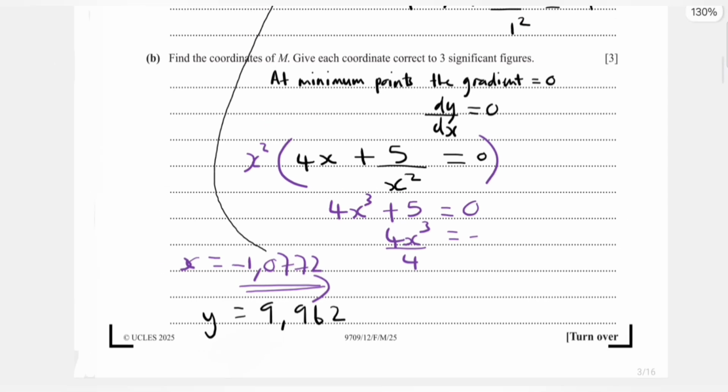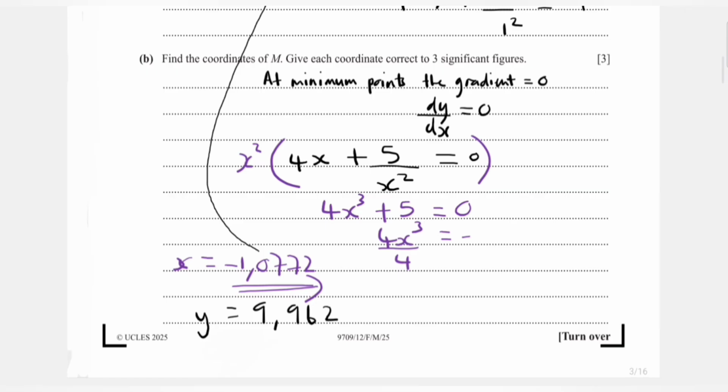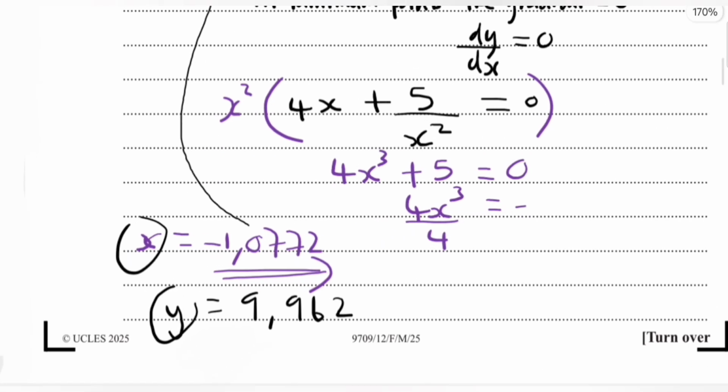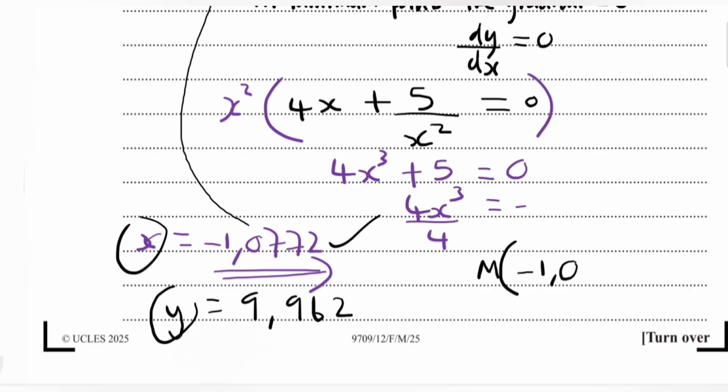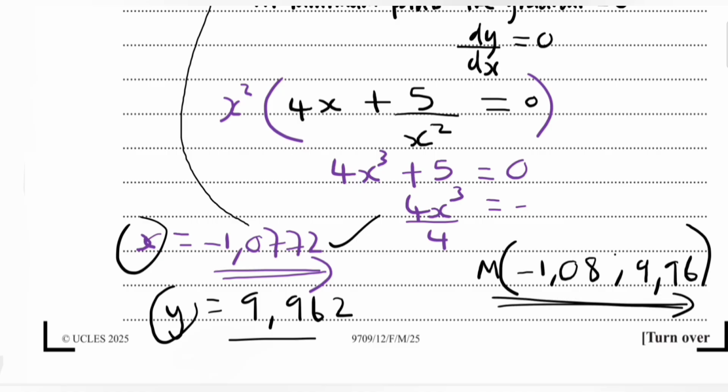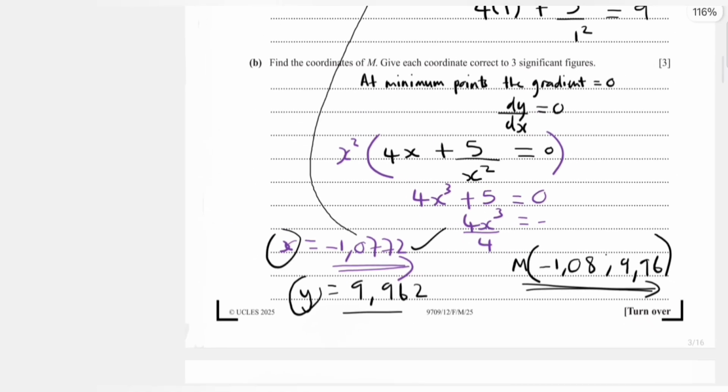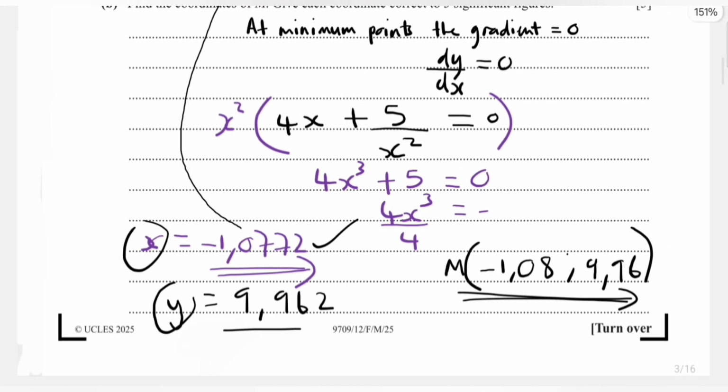9.962, right? So if we look at the question here, it says give each coordinate, meaning the x and the y coordinates, give each coordinate correct to 3 significant figures. So this correct to 3 significant figures will be minus 1.08, right? And this one will be 9.96, right? And this will be the coordinate of M. Then you get your 3 marks for that, right?